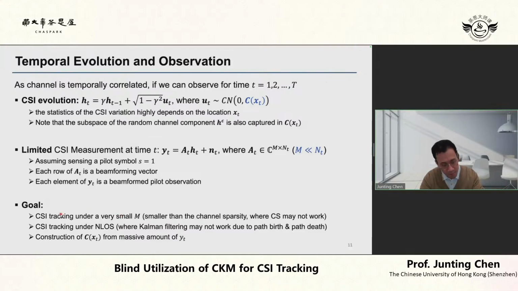So the goal, just to summarize based on the model here, is to develop a CSI tracking methodology under a very small m, where m is typically smaller than the channel sparsity, where compressed sensing may not work. And then we also want the capability of CSI tracking under non-Gaussian scenarios, right? This is known to be difficult, where a Kalman filter may not work. We will explain that later. And then we also talk about how to construct the covariance matrix C(x_t) from a massive amount of y_t, but the y_t is very sparse.